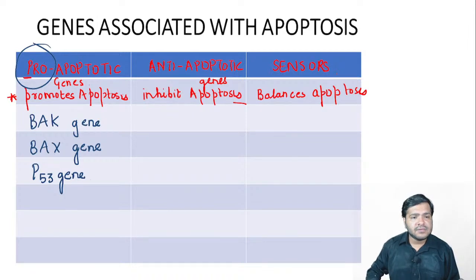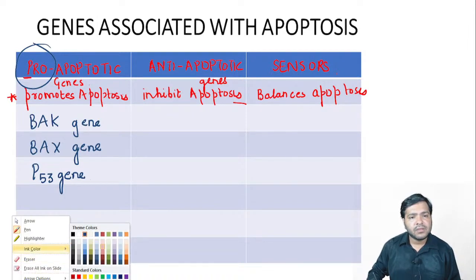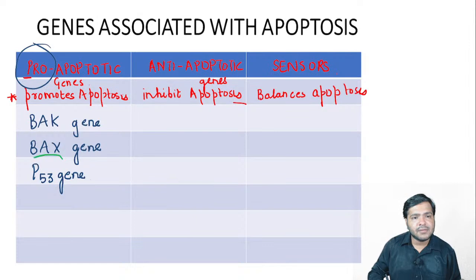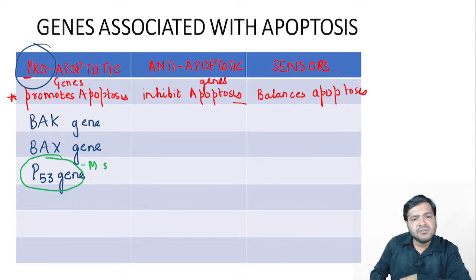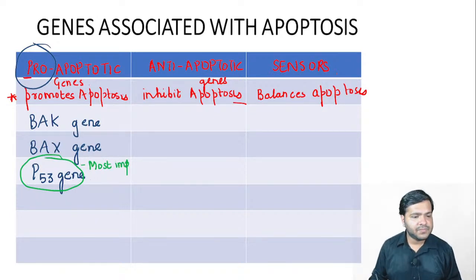Out of this, just remember the third one, that is the P53 gene. It is the most important pro-apoptotic gene.